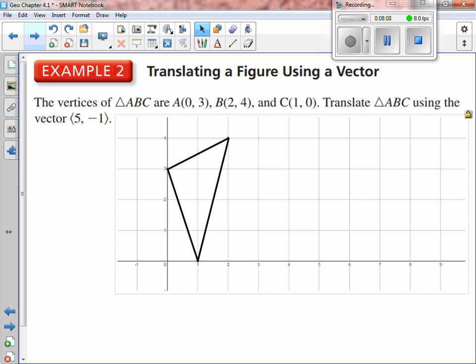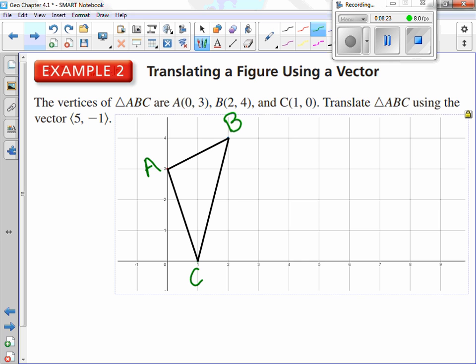Now, if I look at this here, we're given a triangle. So y'all are given this here, yes? A is at (0, 3). So A is here. B is at (2, 4). And C is at (1, 0). Now, how do we move it? How is this being moved?